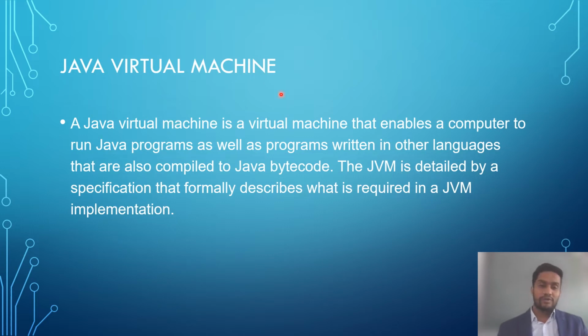What is a Java Virtual Machine? A Java Virtual Machine is a virtual machine that enables a computer to run Java programs. It helps us run Java programs as well as programs written in other languages, like Python and others. We can run those programs in the Java Virtual Machine by using Java bytecode. The JVM is detailed by specifications that formally describe what is required in a JVM implementation.